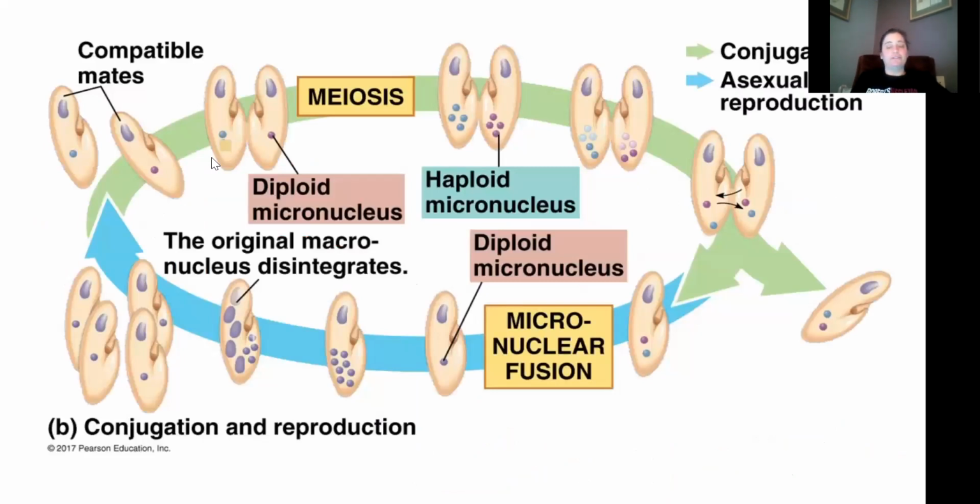Okay, so here's our life cycle. Isn't this fun looking? Diploid and haploid are coming back up again. Diploid means two copies of the genome, and haploid means one copy. You can see it's color-coded, so anytime you see a green arrow, that means this is the process of conjugation. And the blue arrow is asexual reproduction. Both of these are part of the life cycle, and this is showing a paramecium.